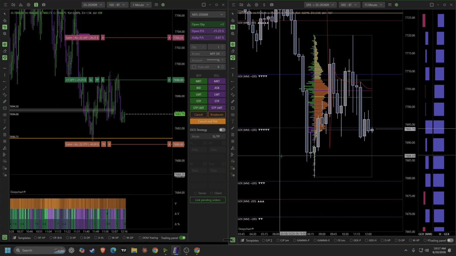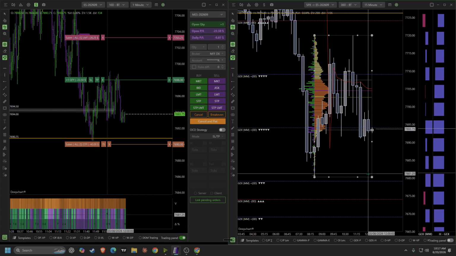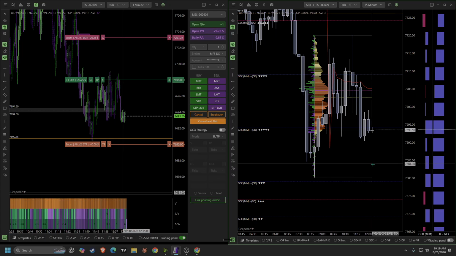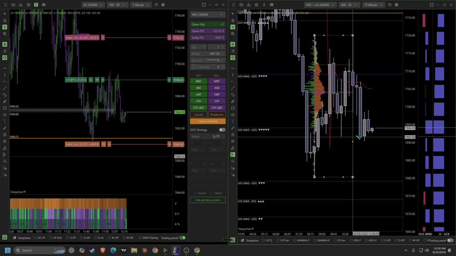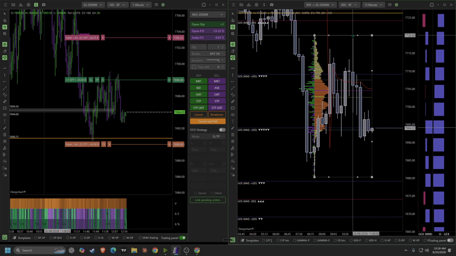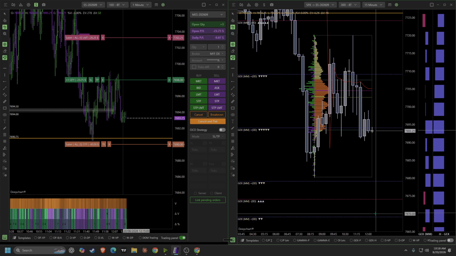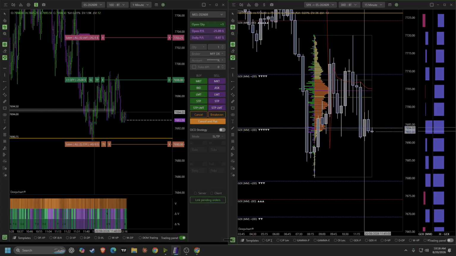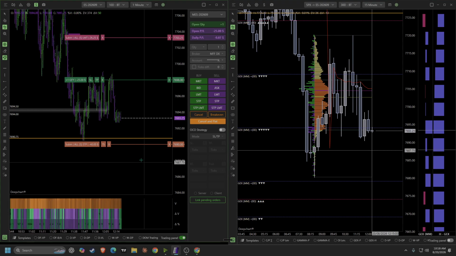So what I'm looking at on the right side, I have a volume profile from this swing low right here, which was at 8:30 a.m., up to this swing high, which was at 11 a.m. That's Eastern time. It's currently 12:15 Eastern time. 15-minute chart on the right, 1-minute chart on the left.